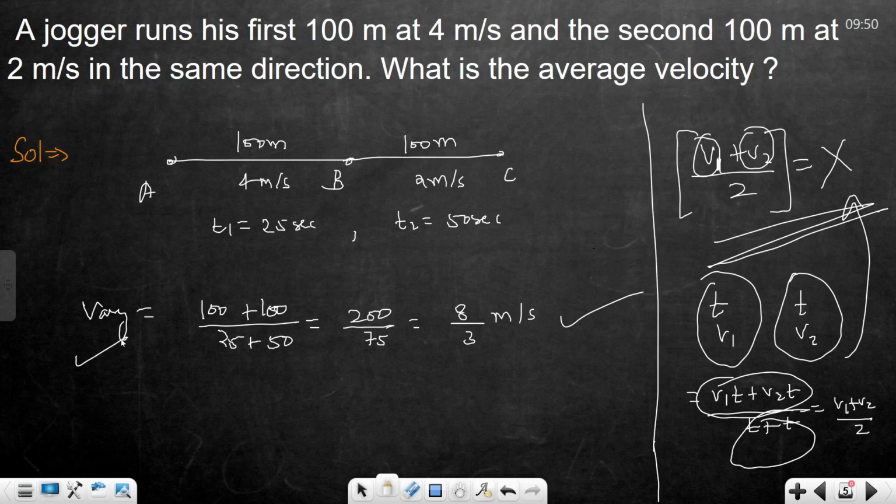And sir, from this question, we got the value as minus 8/3, so we would have to put the mod, right? They're asking only about the magnitude. What is the average velocity? If the question is asking about the direction, then you have to take the sign. Otherwise, you can only take the magnitude.